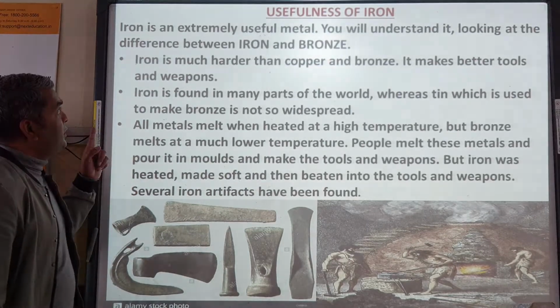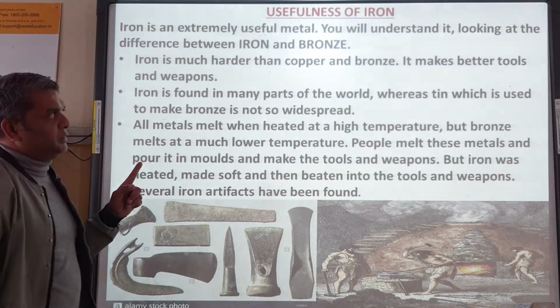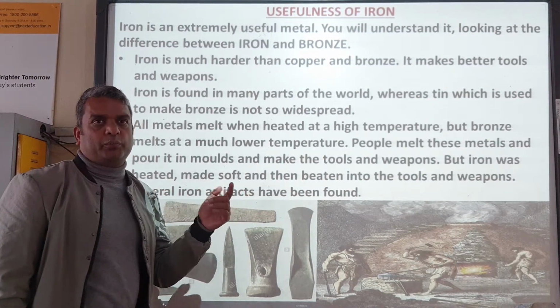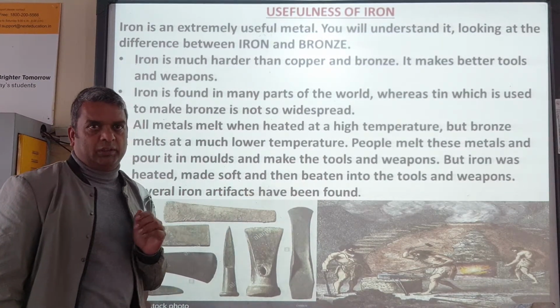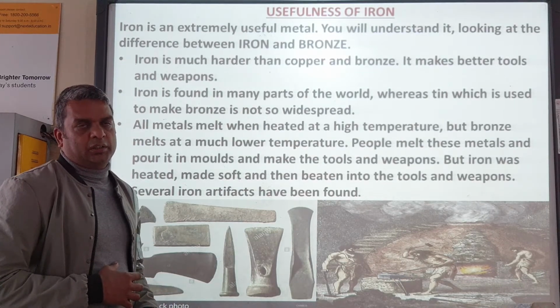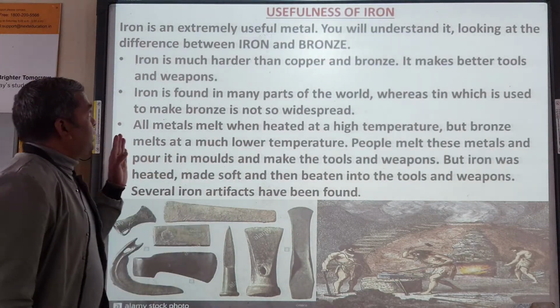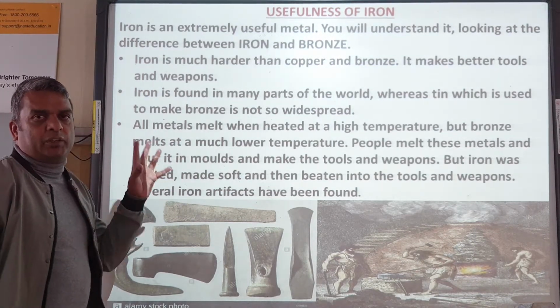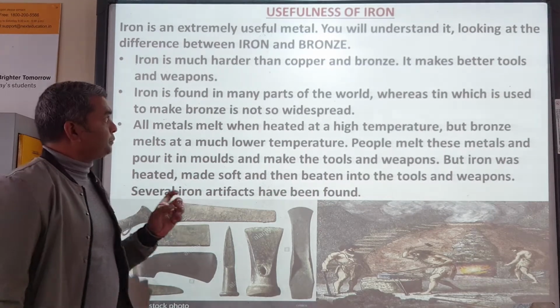Remember, iron is much harder than copper and bronze. Bronze was made later on when tin was available, and they mixed copper and tin and got bronze. Okay? It is a much better tool. It makes much better tools and weapons. So iron makes much better tools and weapons.